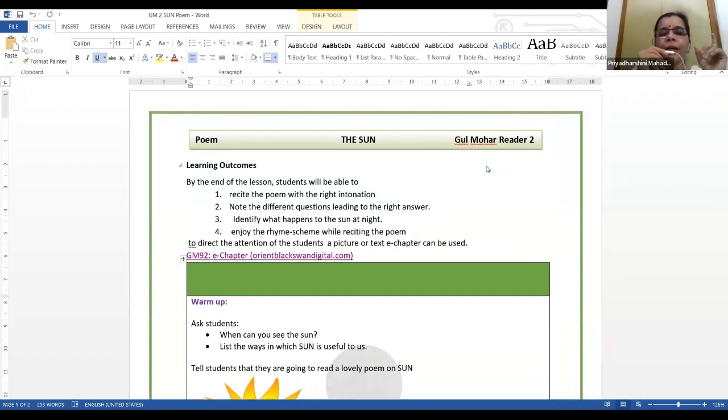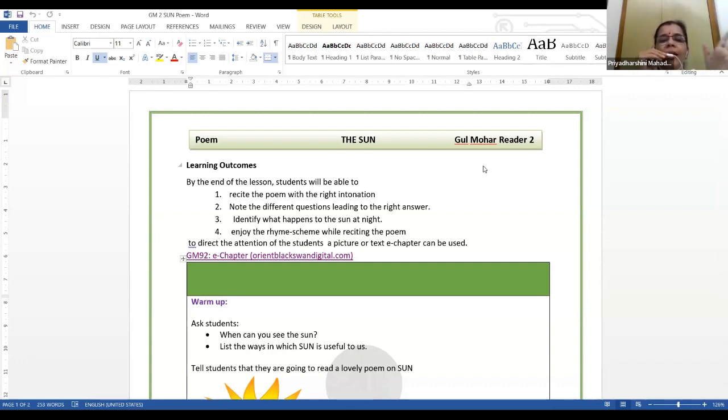Okay, so by the end of the lesson, the students will be able to recite the poem with the right intonation. For class 2 level, we will expect them to recite the poem. Even for class 3 level also, we can tell them to recite the poem without seeing the book. Okay, and note the different questions. The specific aim for this particular poem is to note the different questions leading to the right answer, because the full poem is in the question form. Then third one is identify what happens to the sun at night. And fourth one, enjoy the rhyming scheme while reciting the poem.